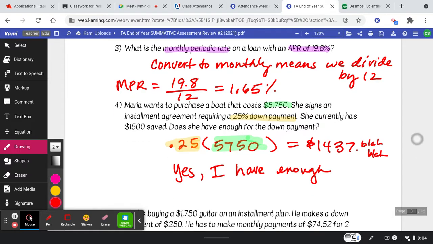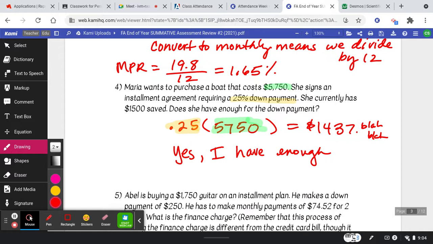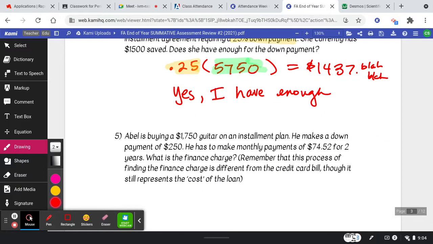Okay, moving down. And by the way, why I said blah, blah, blah is because whatever the cents were, I'm just looking, do I have enough money? I had the 1,500 saved. I need 1,437 and something, so I definitely had enough. Okay, Abel is buying a 1750 guitar.